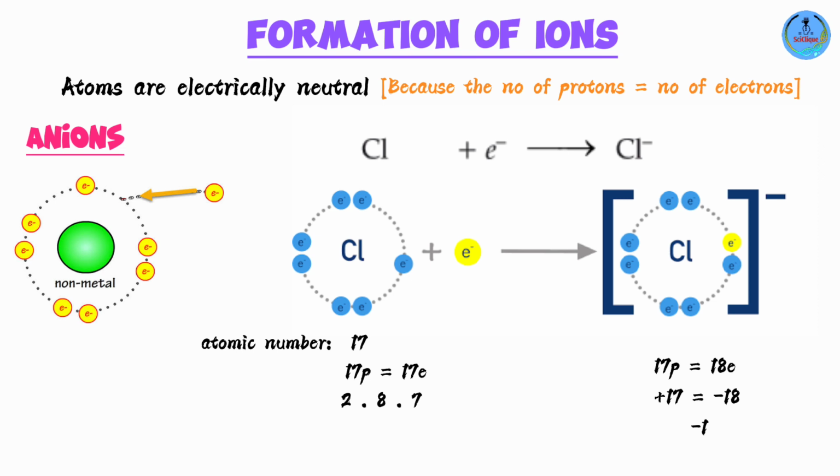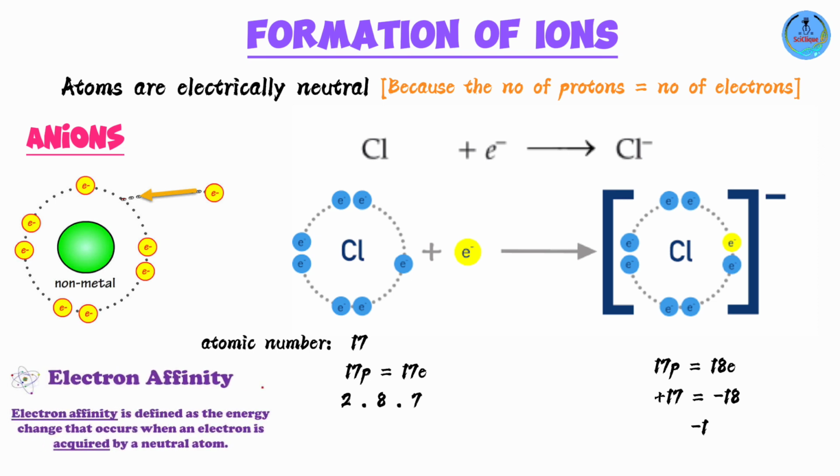Now whenever you see an electron on this side of the arrow, this actually represents gaining of an electron. Now when an electron is gained by an atom, there is energy that is released. This energy is referred to as electron affinity. So this is energy that is released when an atom gains an electron in order to form a negatively charged ion. The ion is referred to as an anion.